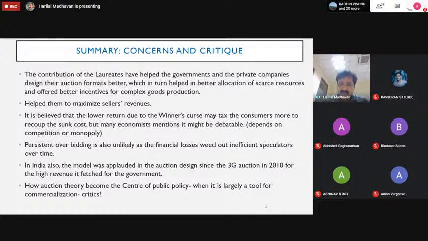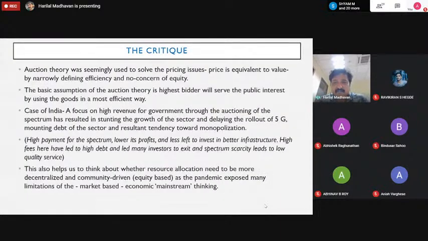In India, the model was initially applauded, but a lot of critiques are also coming up. It's interesting to see the critics here. For example, in the case of India, a focus on high revenue for the government through the auctioning of the spectrum has resulted in stunting the growth of this sector. There is a lack of competition in the sector now, because one particular telecom company has been gaining quite a monopoly power. This led to losses for most of the companies, and many of them have even exited the market, because they ended up paying huge revenue to the government.